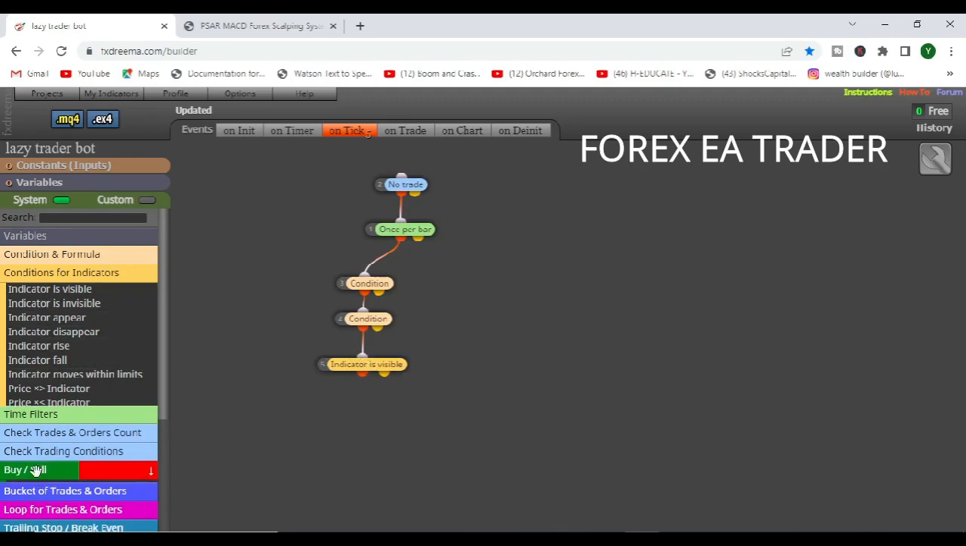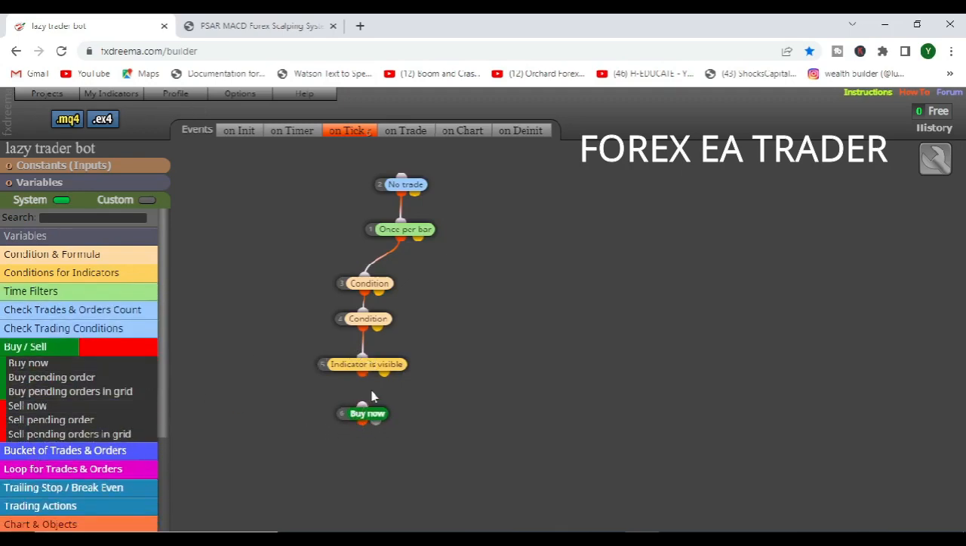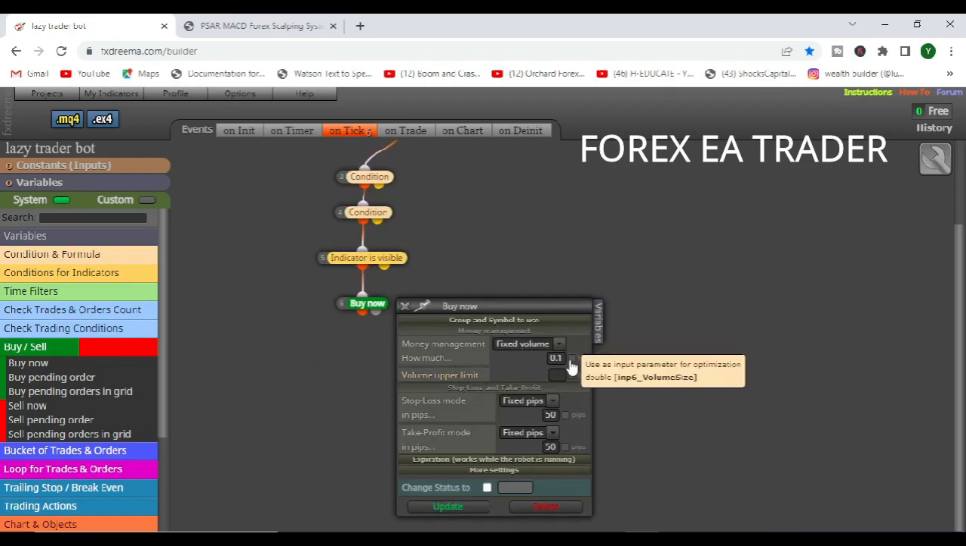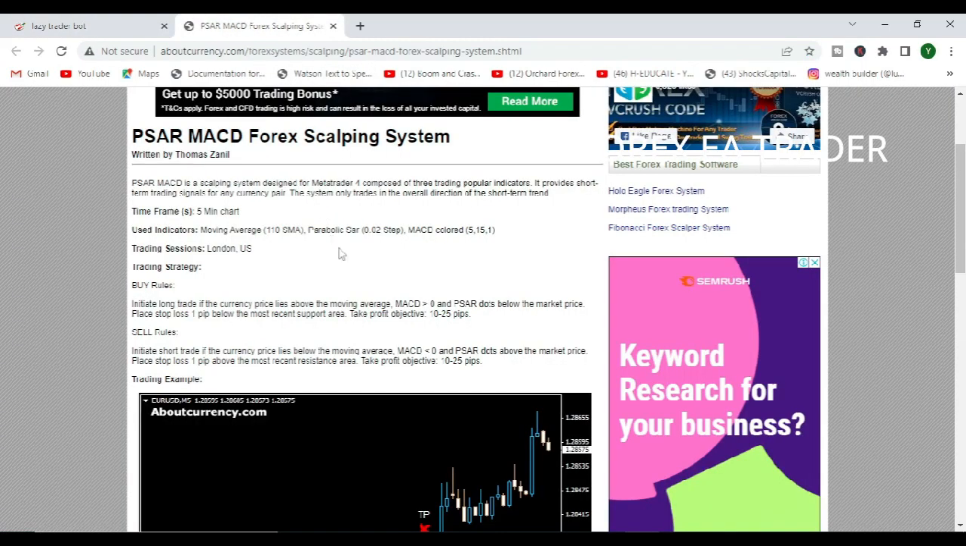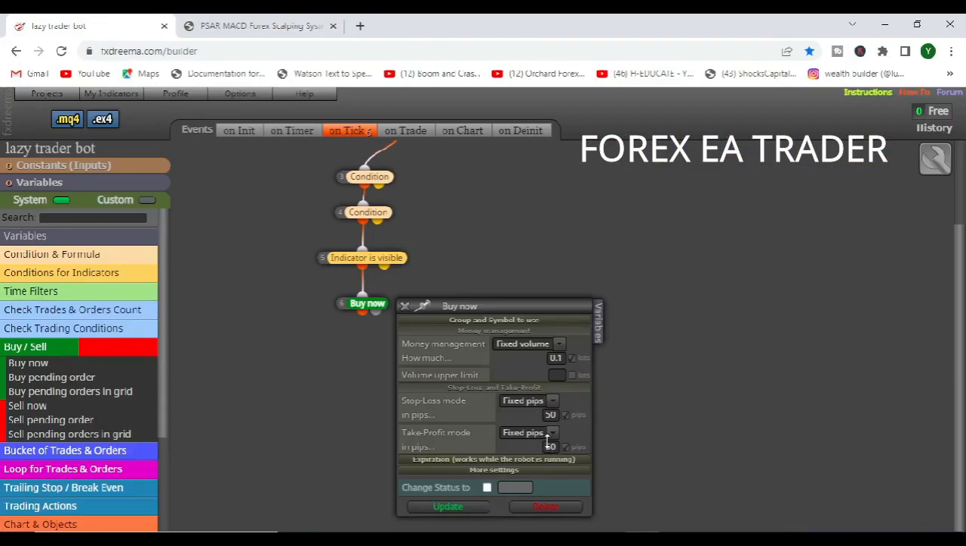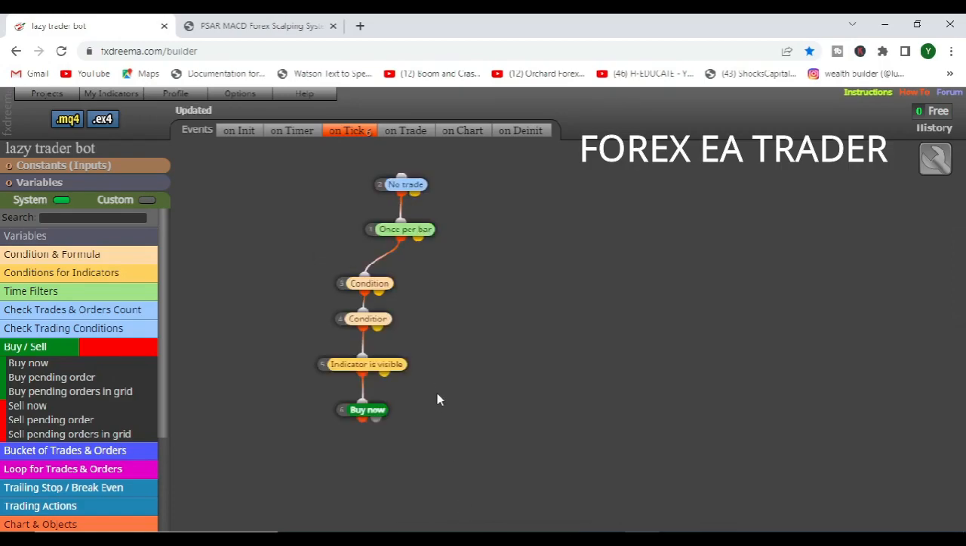Then with that we can add our buy now. I'm just giving you the basics of how you need to approach this. Then obviously you double click and go in there, and that's how much we are going to buy, which is minimum lot size, and we can change this. Take profit will be around 25 pips. Maybe just have a similar stop loss, and we update.